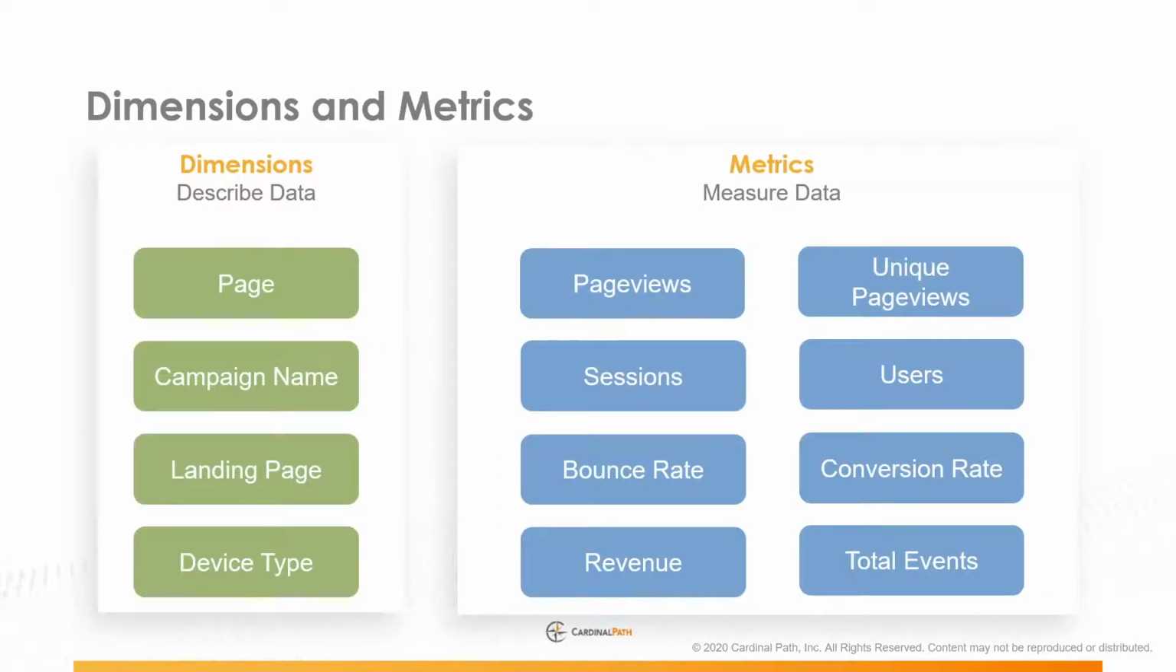Okay, so once you're inside of Google Analytics and you've installed it and you're starting to collect data and you see it in the interface, there are two types of information that you'll see there. One is on the left-hand side, the various dimensions, right? So it could be the page, a campaign name, a landing page, what type of device the user is using, maybe even what city or state the user is coming from when they visit your website.